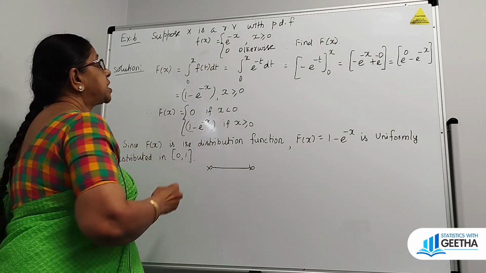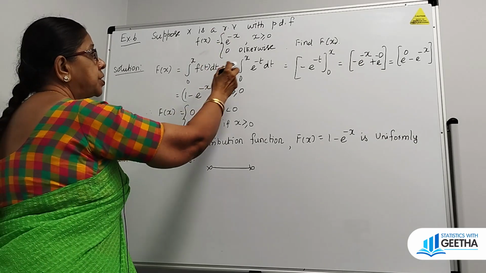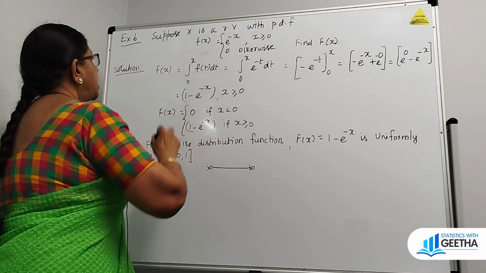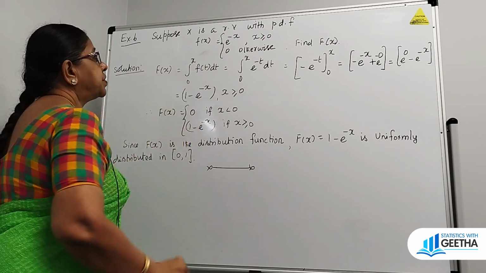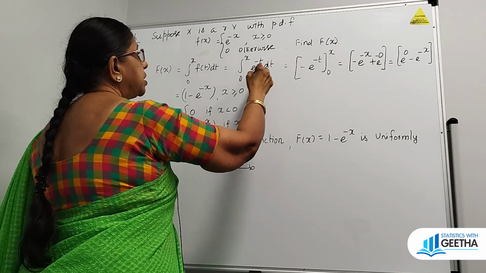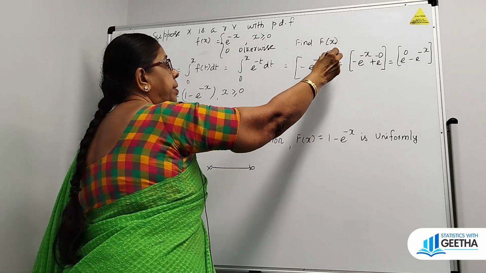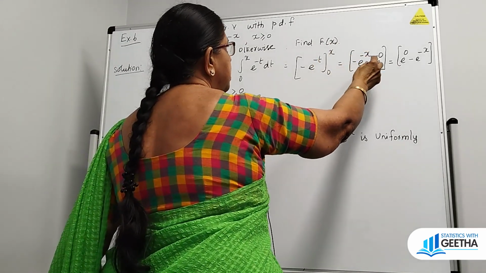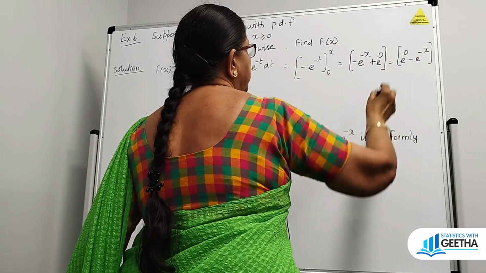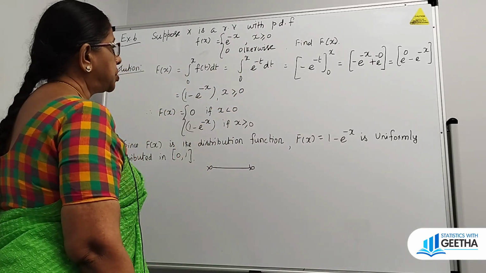Exercise number 6. Suppose x is a random variable with PDF f of x equal to e power minus x, x greater than or equal to 0, 0 otherwise. Find F of x, that is, the distribution function of x. Solution, look. F of x equal to integral 0 to x f of t dt. That is integral 0 to x e power minus t dt. Integrating this gives minus e power minus t within the limits 0 to x. Substituting the upper limit gives minus e power minus x, and minus of minus becomes plus e power minus 0. That is e power 0 minus e power minus x. e power 0 is 1, so 1 minus e power minus x where x greater than or equal to 0.